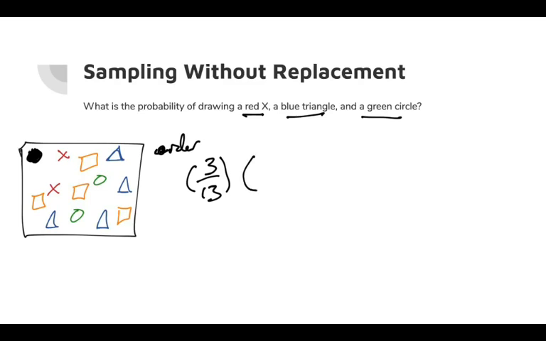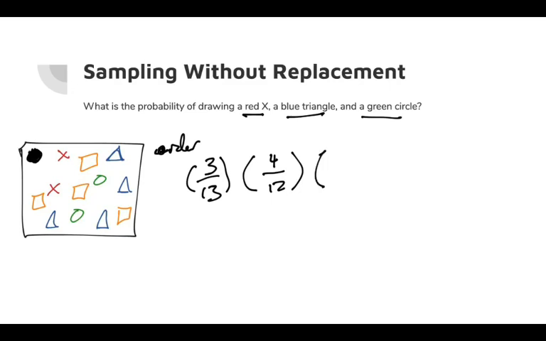So now let's say, what are the chances of drawing a blue triangle? Well, there are 4 blue triangles in there. But now how many objects am I choosing from? Well, there's only 12 because I pulled something out. So now I've changed the probabilities, right? The chances of me drawing something new is different now, okay?